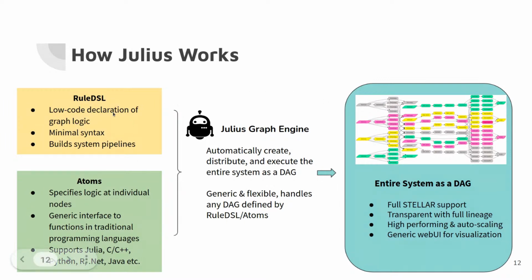Once we have these two constructs defined, Julius graph engine will take them and automatically generate your entire system according to the logic graph programming in the root DSL and also the atom functions or atom objects defined, interfacing with the traditional function style of programming. This actually makes the entire system building much easier because the entire pipeline is created for you. You don't have to write a lot of imperative code to create the system.